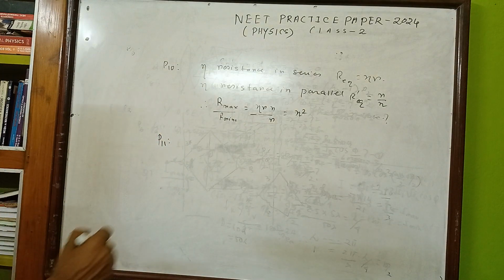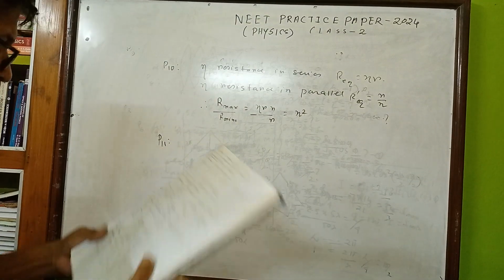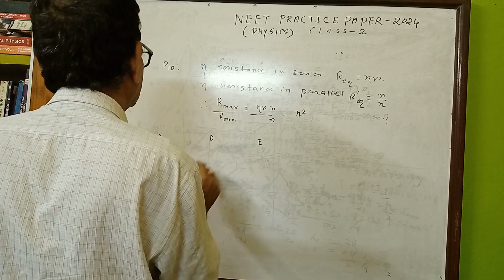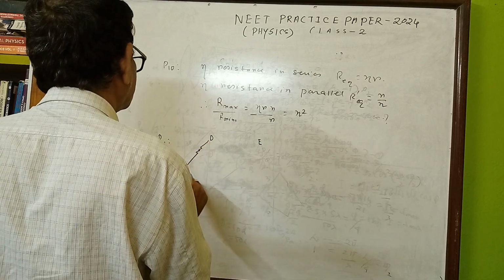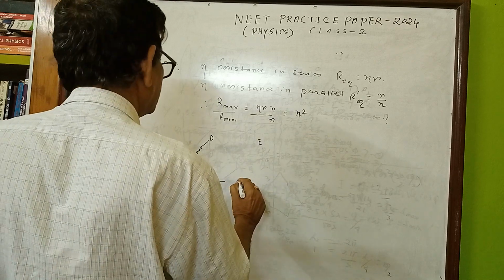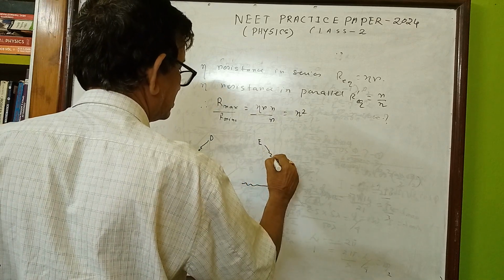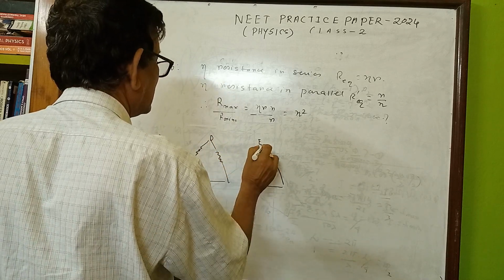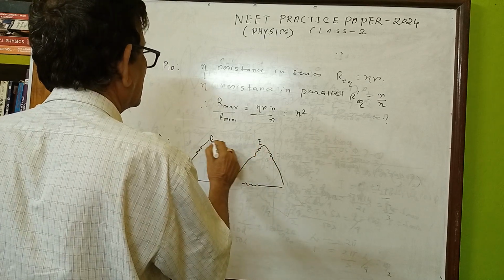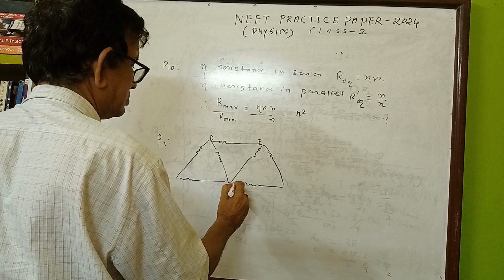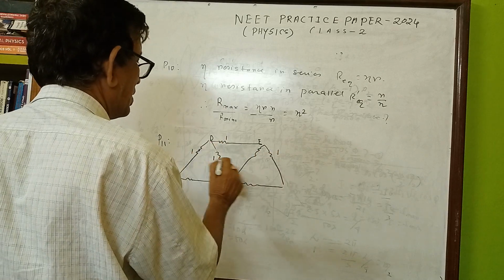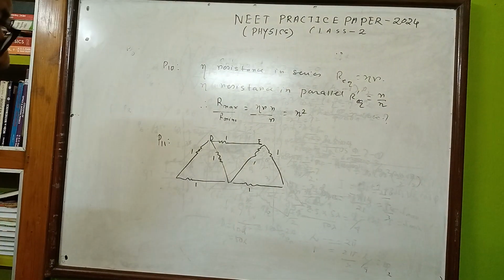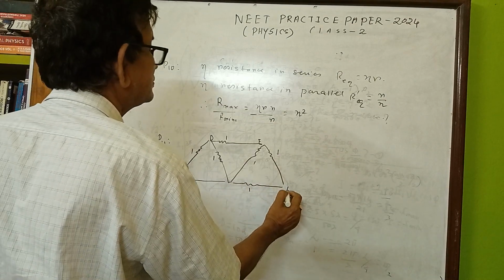Another problem from symmetry, I am doing some problems. You remember, first let us draw the circuit. First D, you take E, then one resistance, this problem is very descriptive. 1, 1, 1, 1, 1, 1, 1. Clear? Now they are asking what is the resistance between A and B.